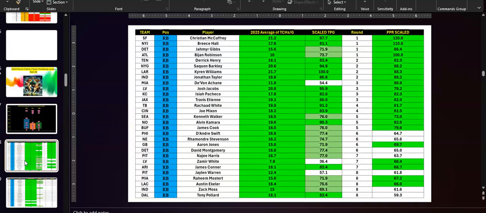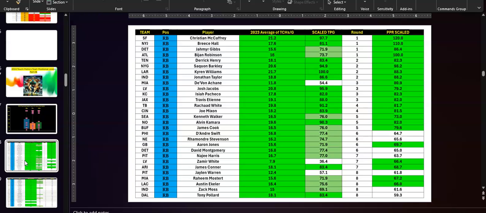Running backs. Team, position, of course. The player, the 2023 average touches per game. The scaled, the 2024 round it's going in. So I have put it in the context of kind of the latest draft information. And then the projected PPR end of season points. So you can get a feel.